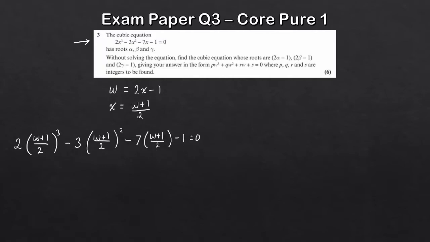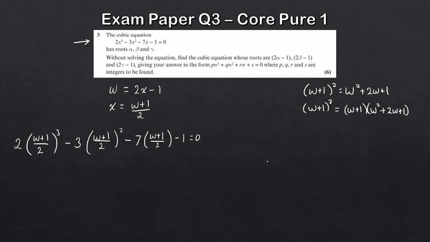Let's deal with this w plus 1 over 2 squared first, because once we've got this squared, we just have to times it by w plus 1 again to get the cubed version. Remember, if you're squaring a quotient like this, you can square the numerator and square the denominator separately. So if I do w plus 1 squared, that would be w squared plus 2w plus 1. And if I want w plus 1 cubed, that would be this expression times by w plus 1 again. Let's write this down in full so we've got it.